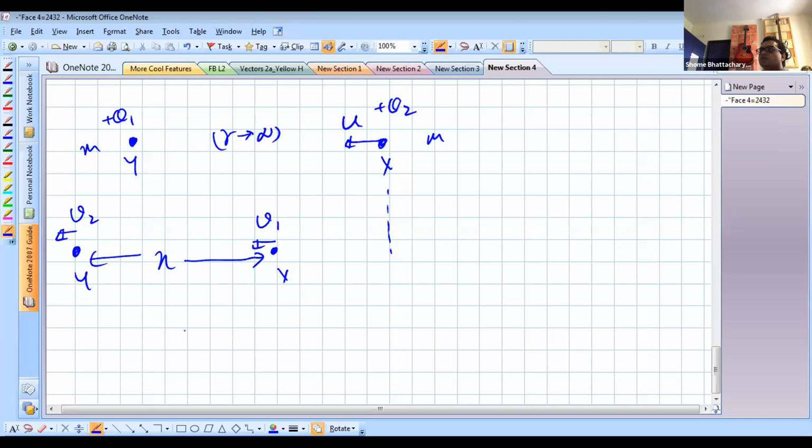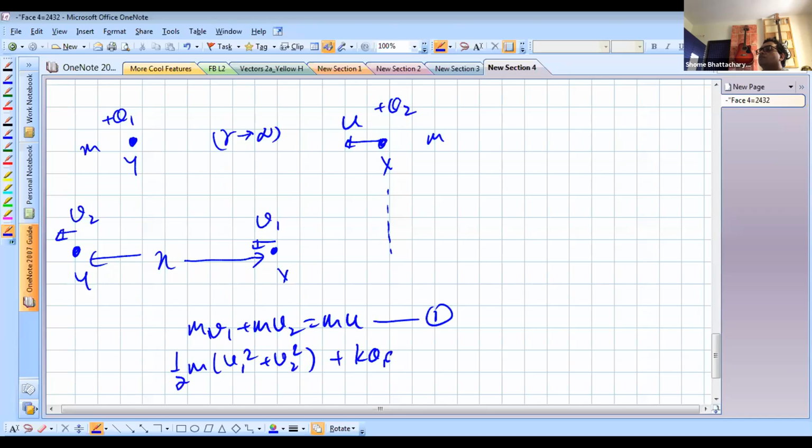So the equation that we definitely know is that mv1 plus mv2 has to be equal to mu. That's one equation we know for sure. And we also know that half m (v1 square plus v2 square) plus k q1 q2 by r is equal to half mu square. That's the second equation.